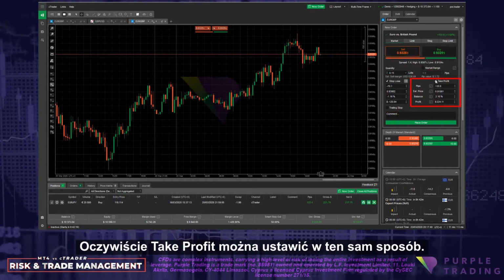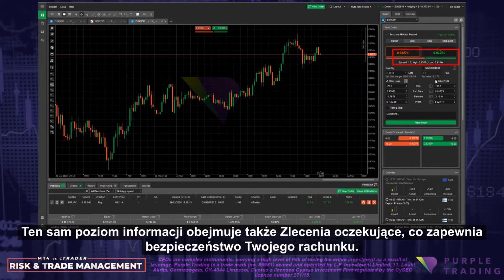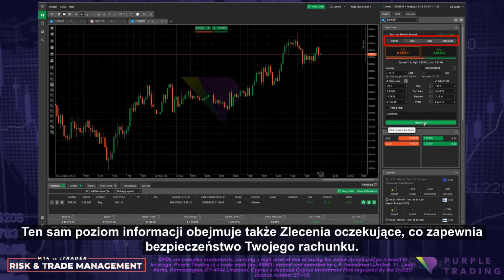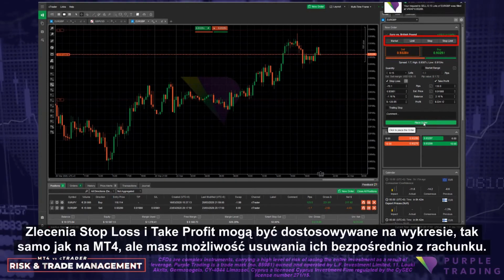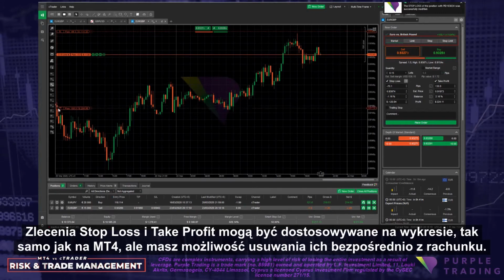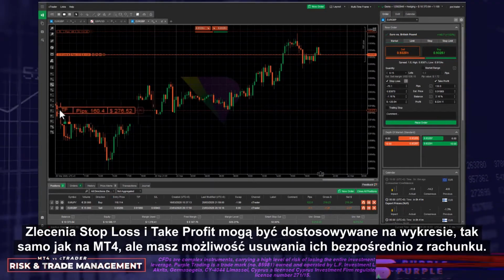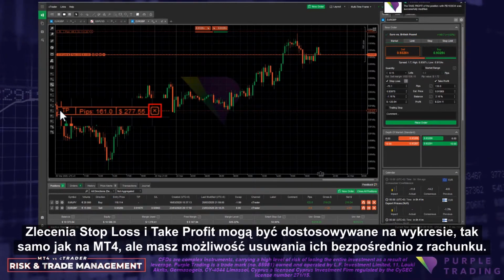Of course, your take profit may be set in the same way. Pending orders also have the same level of information, keeping your account safe. Stop loss and take profit may be adjusted on the chart, just as you may in MT4, but you have the option of deleting directly from the chart.